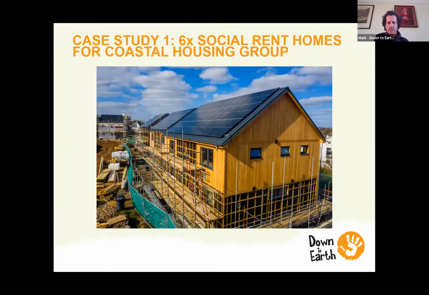Two case studies to whistle through. The first one is these six social rent houses that were built for Coastal Housing Group.